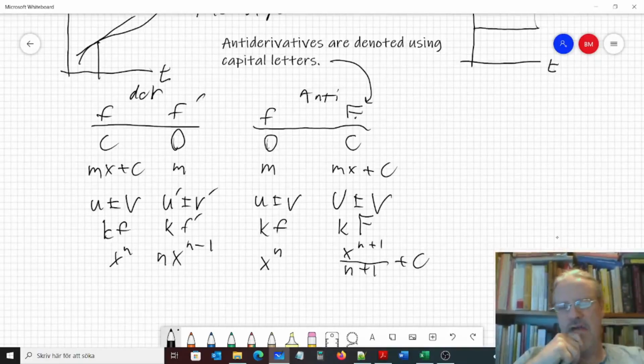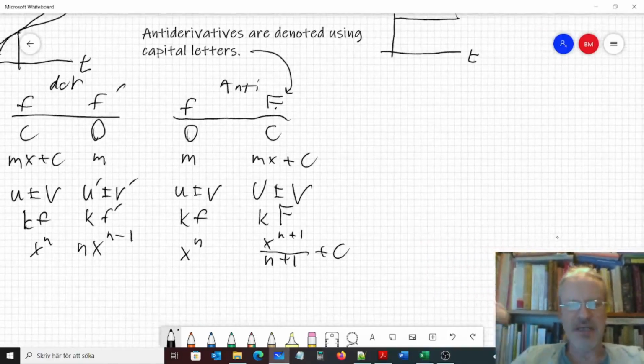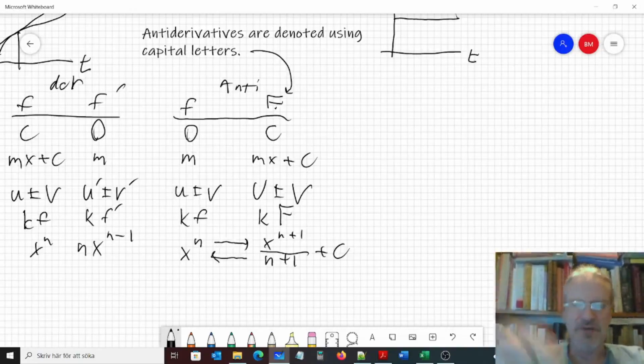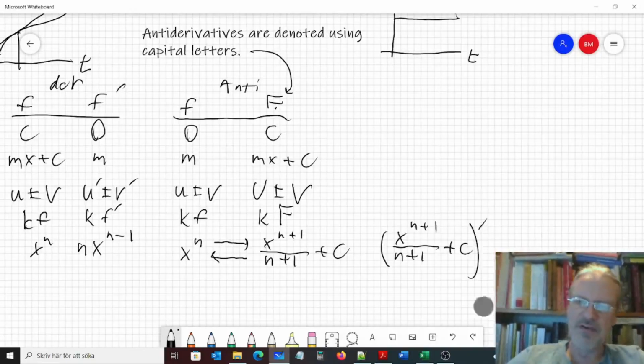And why and how can we check this? We can always check our antiderivatives by taking the derivative of the result. So if we go in this direction to find our antiderivative, we can go backwards in that direction to find if we are correct by taking the derivative of what we have. And let us check this. We take x to the power of n plus 1 over n plus 1 plus a constant, and we will find the derivative of that.